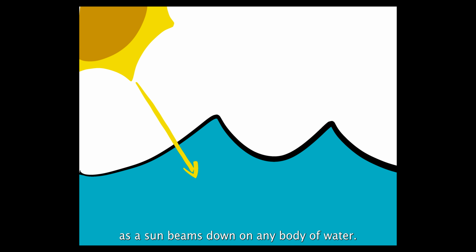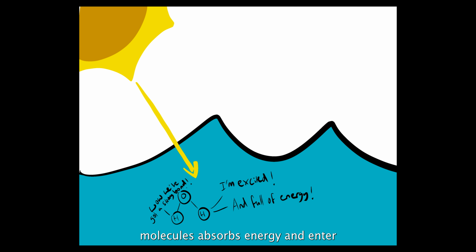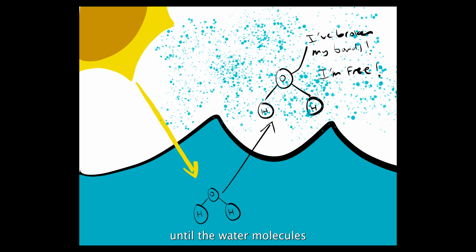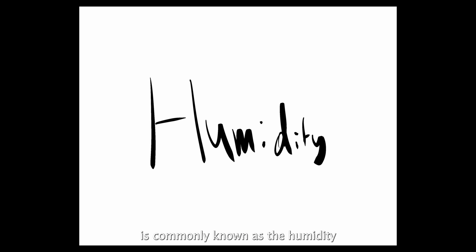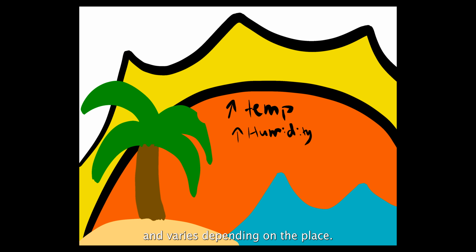As the sun beams down on any body of water, for example, the ocean, the water molecules absorb its energy and enter a state of excitement. This continues until the water molecules gain enough energy to create an exothermic reaction that breaks the hydrogen bonds, thus turning the once liquid water into a gaseous state known as water vapor. The amount of water vapor in the air is commonly known as the humidity and varies depending on the place.